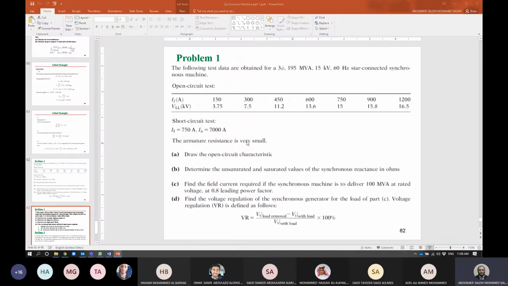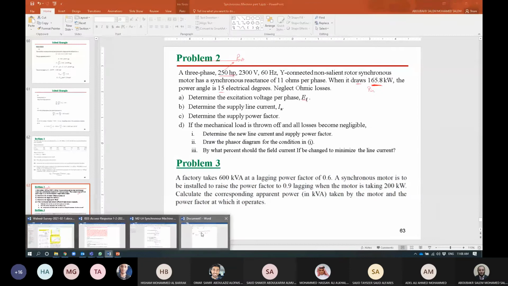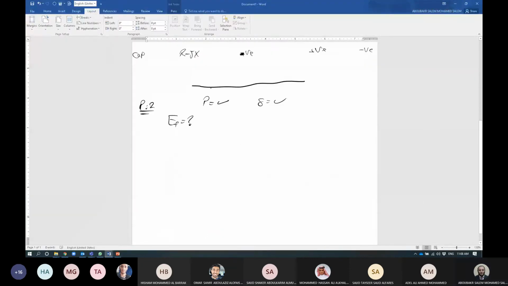So P equals 165.8 kilowatts and delta is 15 degrees. How can we get EF? This is a motor now, so we can say EF equals VT minus j IA XS. Do we have IA now?